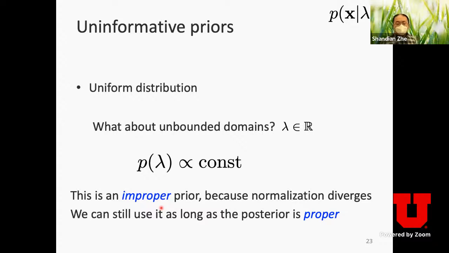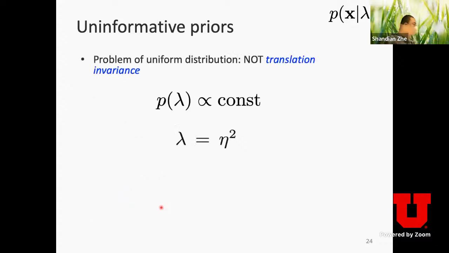So these are about the uniform distribution, a very commonly used and very intuitive uninformative prior, but the uniform distribution is not always the best one for us to use. Why? One problem of the uniform distribution is that it is not translation invariant. So what does that mean?